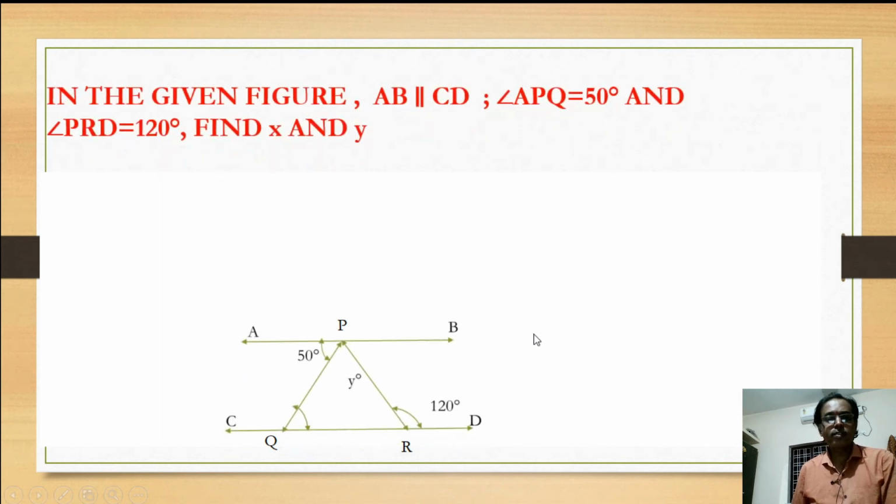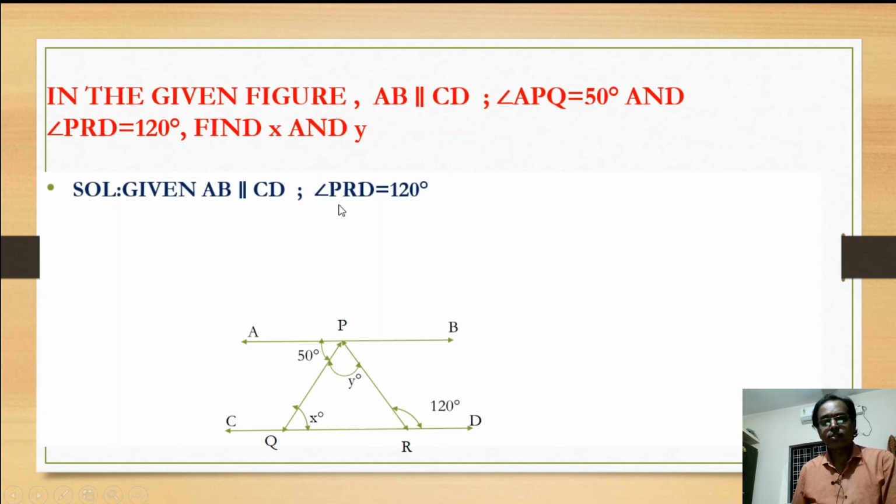Now let us see this figure and try to solve x and y. Here again, in the given figure, AB is parallel to CD, angle APQ is 50 degrees and angle PRD is 120 degrees. Find x and y. And again, a simple sum this also.